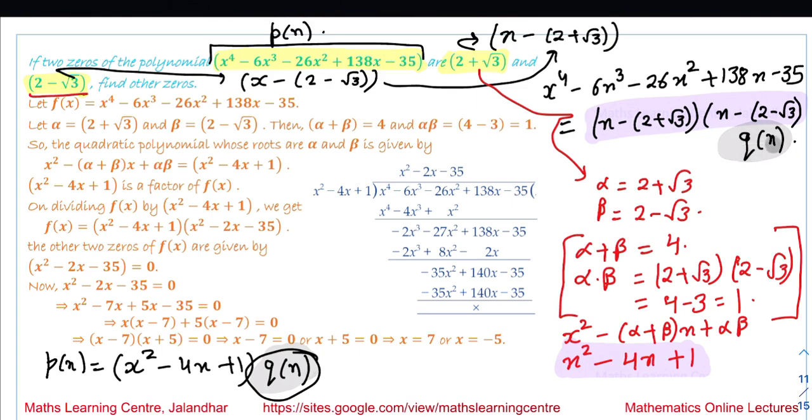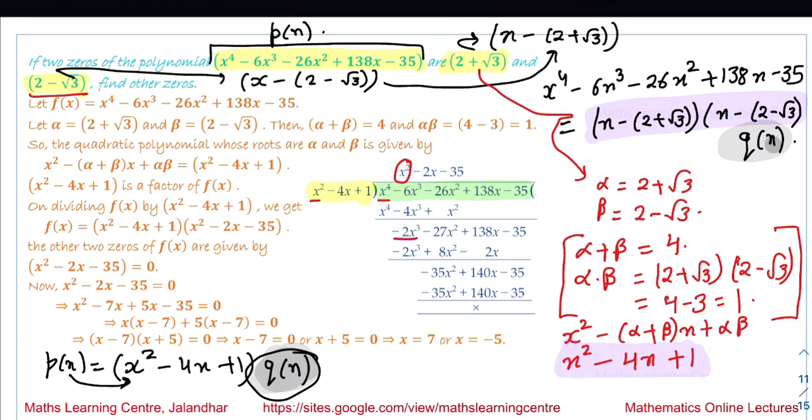So we are interested in finding the value of this q(x). What we are going to do is divide p(x) by this value. This polynomial is over here, and we are dividing it by x² - 4x + 1. In the first step, x⁴ divided by x² gives x², so we multiply it with x² and we will be left with -2x³.